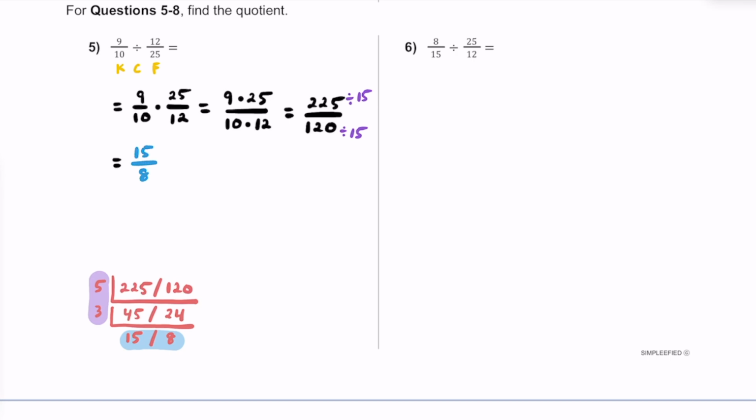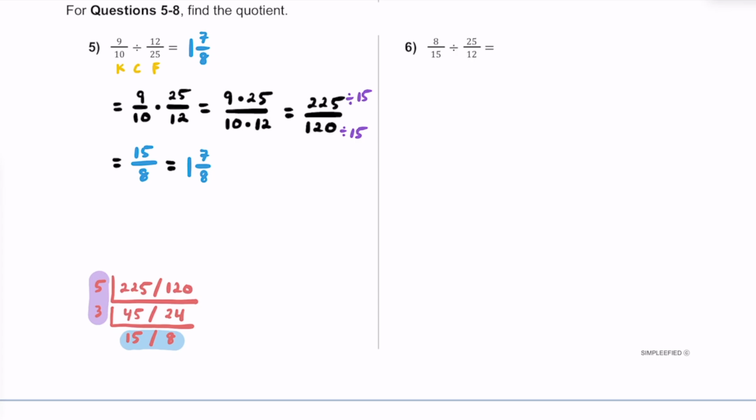Now that is an improper fraction, so if you wanted to rewrite this as a mixed number, you can as well. 8 fits into 15 one time, with 7 left over. So you can rewrite this as 1 7/8. That's going to be the mixed number version of this quotient, or the answer to a division problem.